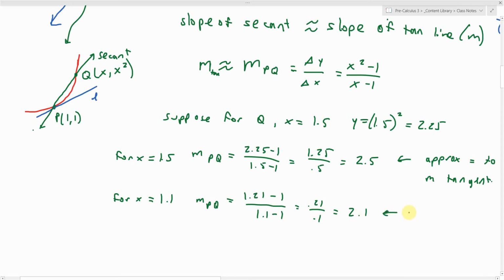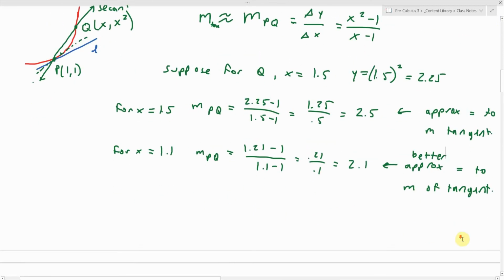And so that, again, is an approximation for the slope of the tangent line. But because we moved Q a little bit closer, if we said Q is at 1.5 and then we said let's move it in, now Q is at 1.1, it's a lot closer to P, which would cause our secant line to be a lot closer to the blue line. And so this is in fact a better approximation of the slope of the tangent line.